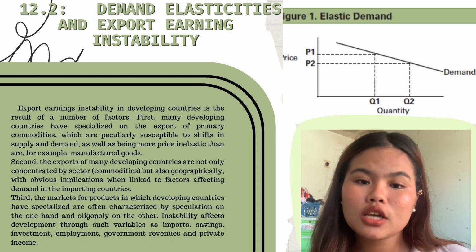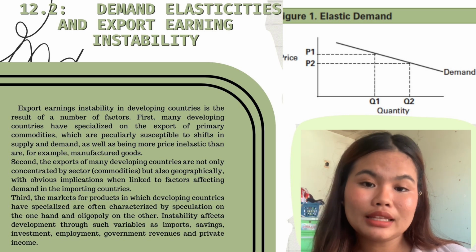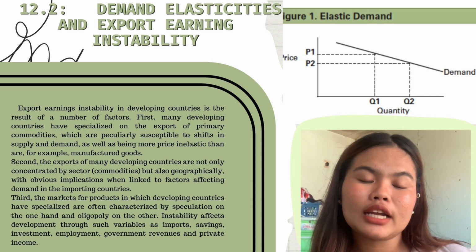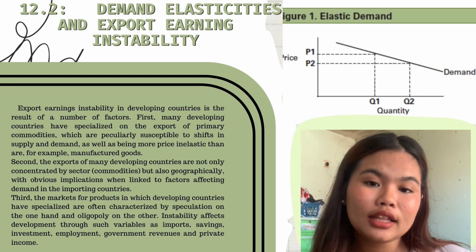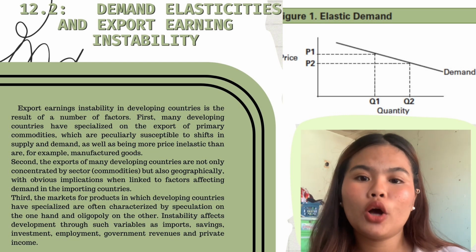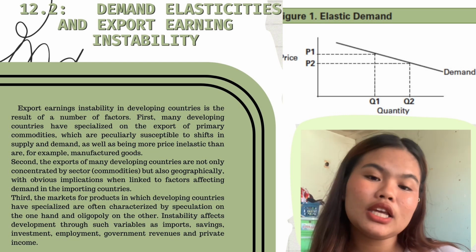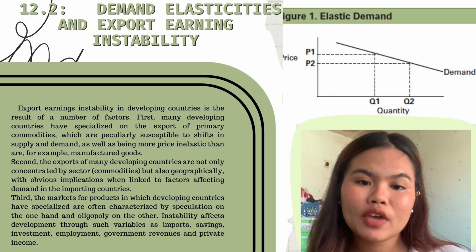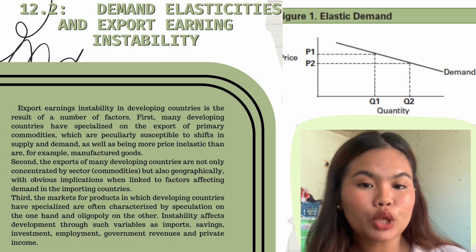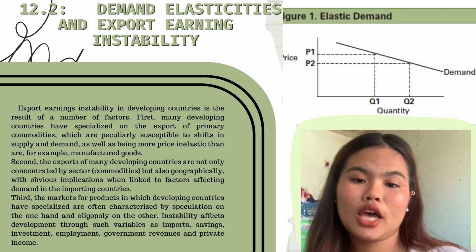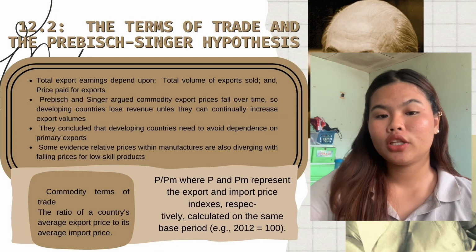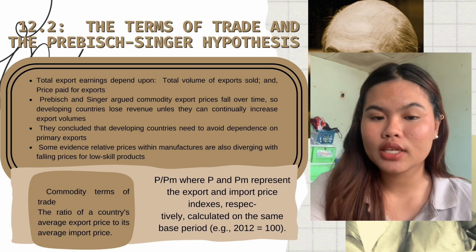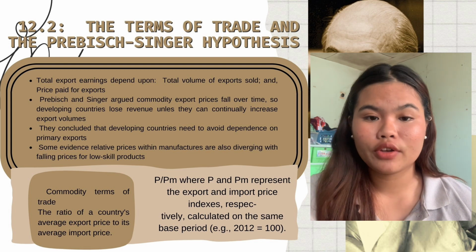Third, the markets for products in which developing countries have specialized are often characterized by speculation on the one hand and oligopoly on the other hand. Instability affects development through such variables as imports, savings, investment, employment, government revenues, and private income. Special name for the relationship or theory between the price of a typical unit of exports and the price of a typical unit of imports.